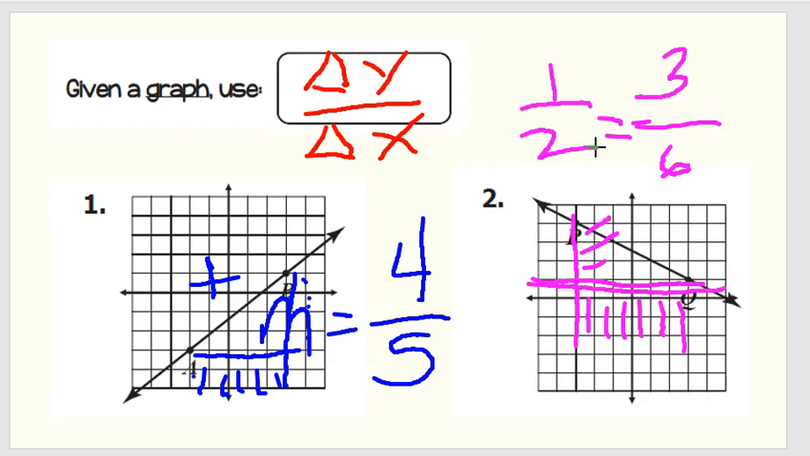And we have to look at our sign because this one over here was positive. This one is going the other direction. It's going to be negative. All right, so your slope overall is negative.